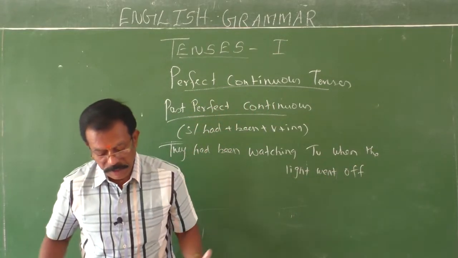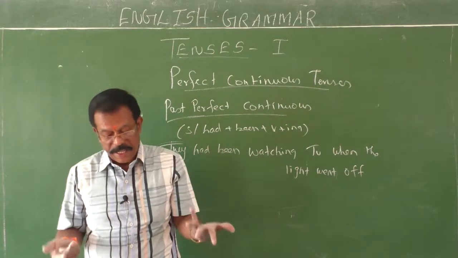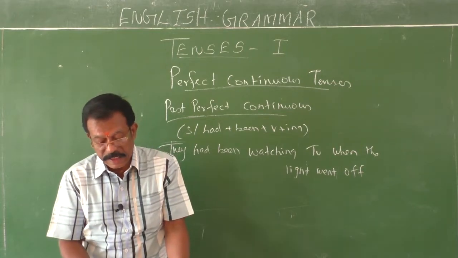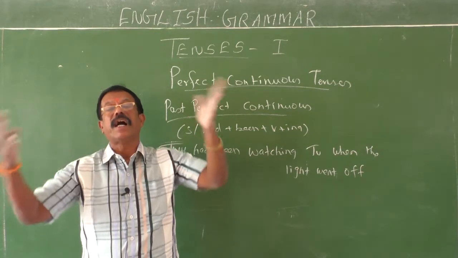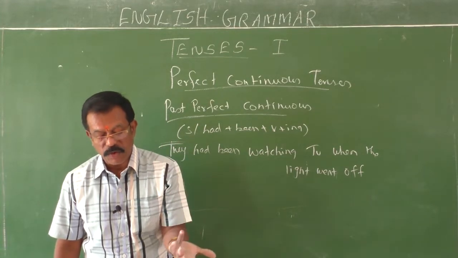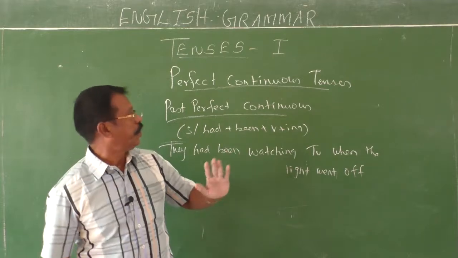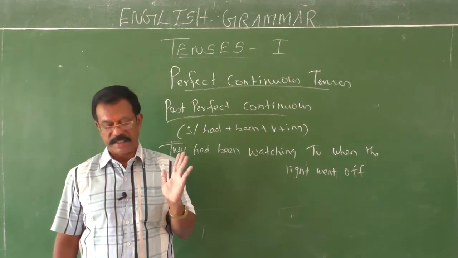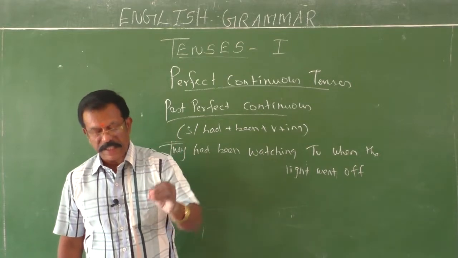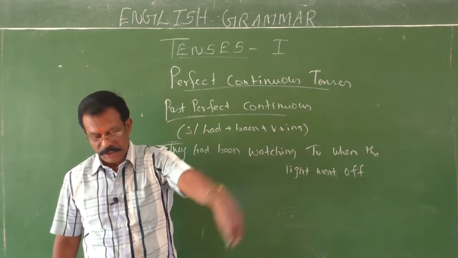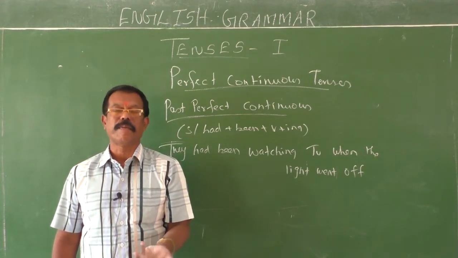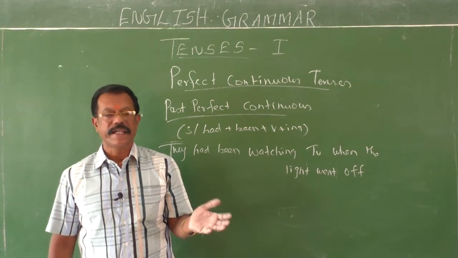So how long had you been waiting before she came? I had been sleeping for 3 hours before the alarm clock went off. So far, since, when, how long, before, they are all the keywords associated with this past perfect continuous tense. So this tense is used for something that started in the past and continued up to another action or time in the past. That is the use of the past perfect continuous tense.